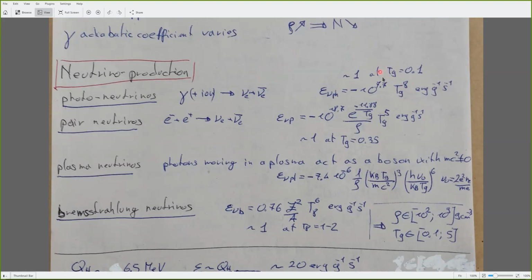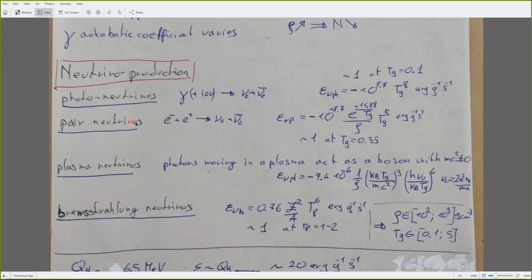In this case, at 100 million Kelvin, the epsilon is more or less minus 1, of the order of 1, and we will see later why this is important.